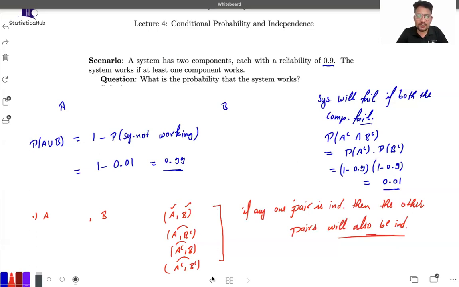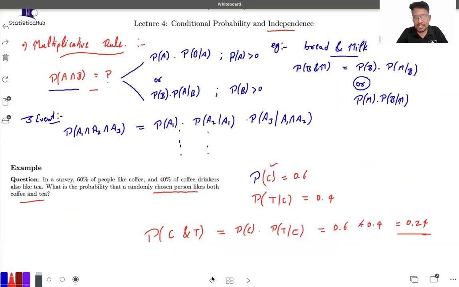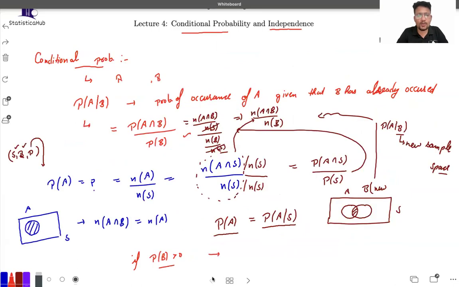So in this lecture, we covered the independent events, we covered the multiplicative rule, and we covered the concept of conditional probability. I hope you are able to understand the concepts of conditional probability and independence.